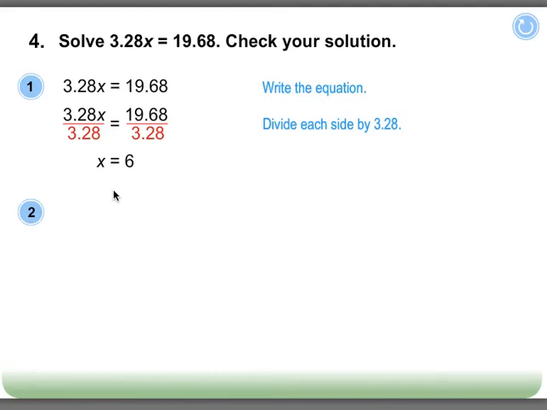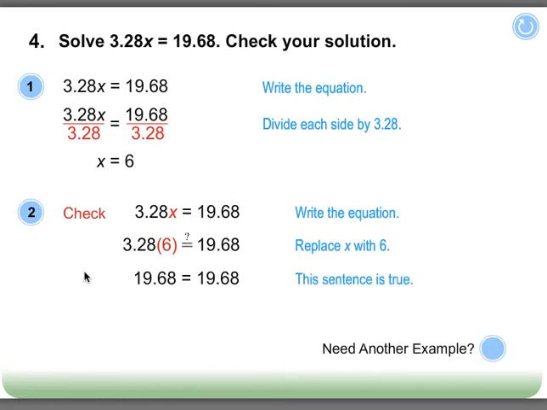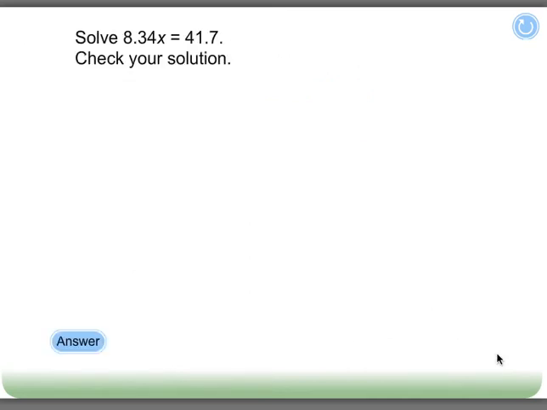Now, if you don't already know that 3.28 times 6 is 19.68, that might take you a few minutes to figure out, and that's okay. Write the equation. 3.28 times x, is that 19.68? It is, so that sentence is true. Okay, so I want you to try this one and check your solution.